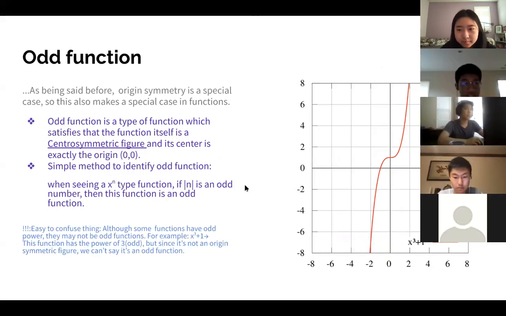So the odd function that we said before, of origin symmetry, is a special case. Odd function is a type of function which satisfies that the function itself is a central symmetric figure and its center is exactly the origin (0, 0). A simple method to identify an odd function: when we see an x to the nth power type function, if the absolute value of n is an odd number, then the function is an odd function.